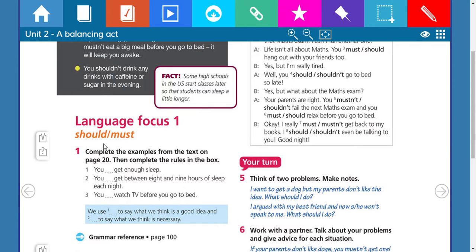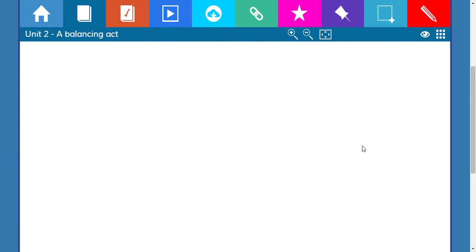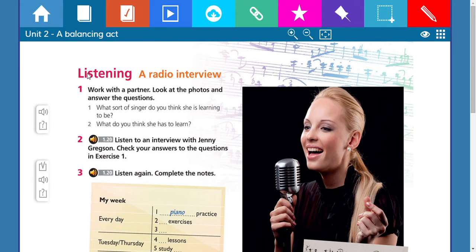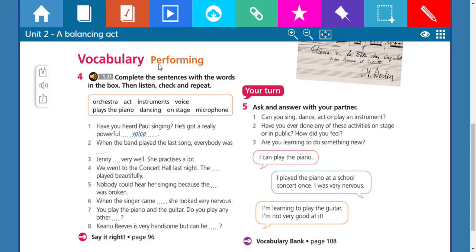In this case, should is when something is a good idea. Also, it's advice. And must is like something is necessary. That is the difference. Also, we continue with some activities, a listening activity, a radio interview. Also here you have another group of vocabulary, performing.